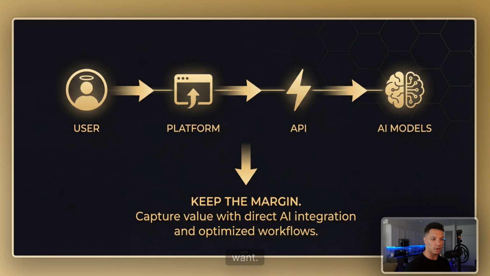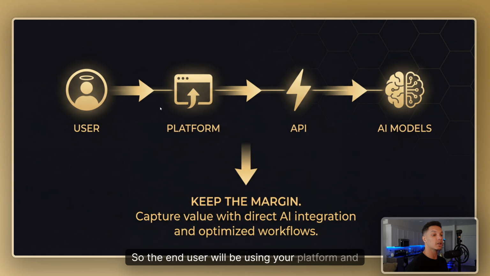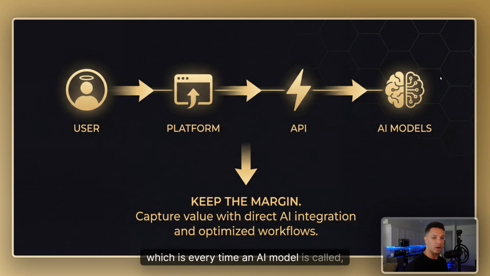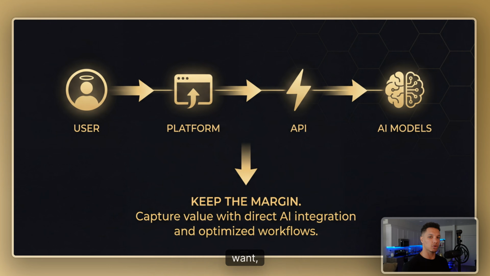And as I said before, every single time AI is used on your platform, you make money depending on whatever markup you want. So the end user will be using your platform, and your platform is connected to an API, which is connected to a library of AI models. So whatever margin you want, whether that's 5%, 10%, 50%, 100%, anytime an API is used, which is every time an AI model is called, you get paid. So the caveat is you want to provide value. You want to build something that people actually want, and more importantly, something that people actually use.